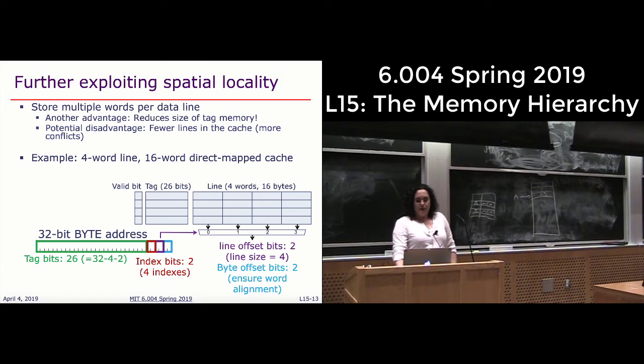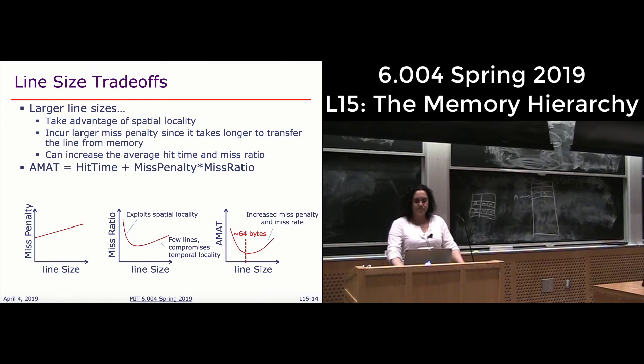Okay? So basically, other than that, everything works the same as what we saw before, but now instead of only being able to fetch one particular word from a cache line, we can actually select which word from the line we're actually trying to access.